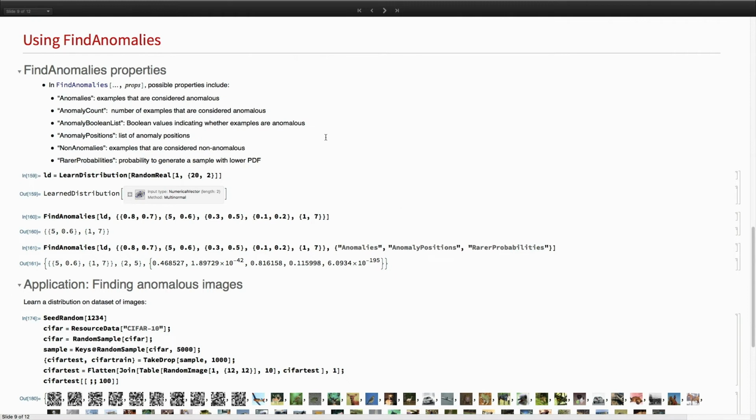In general, you can go to the documentation, but there are a few properties that you can query from find anomalies. By default, it returns the anomalous examples, and you can ask for the position of the anomalies, their rarer probabilities, and so on.